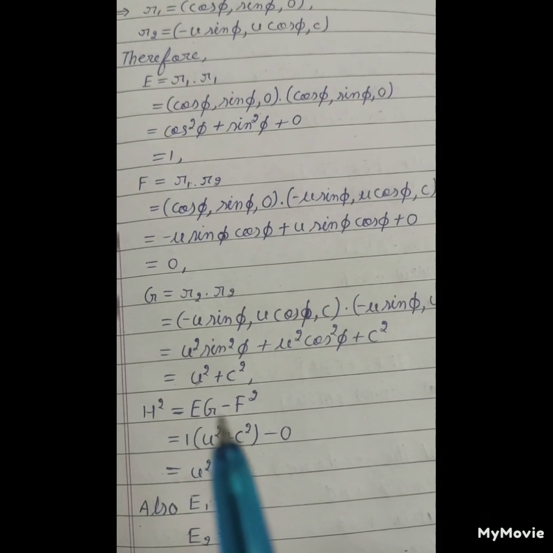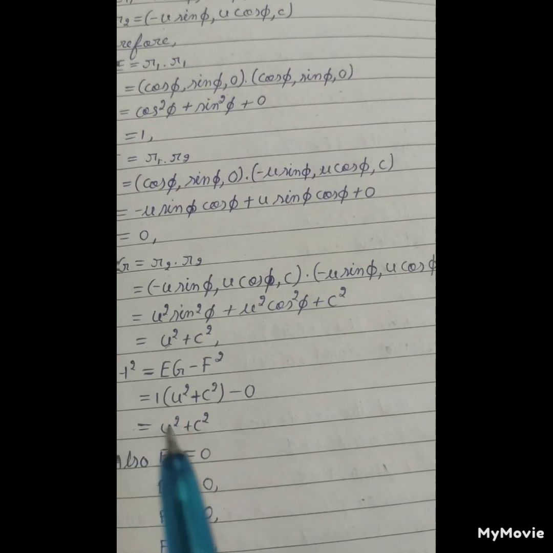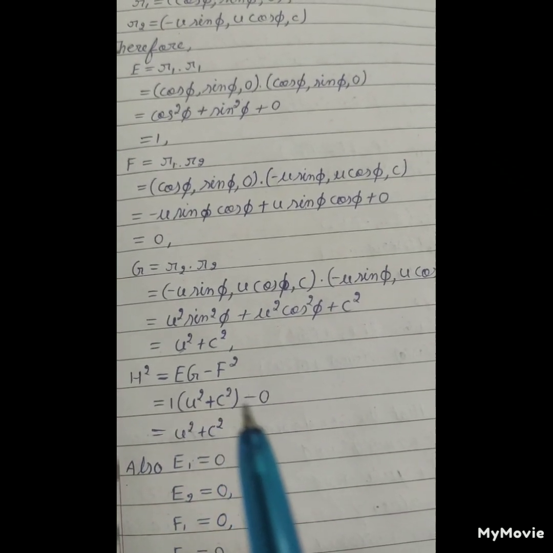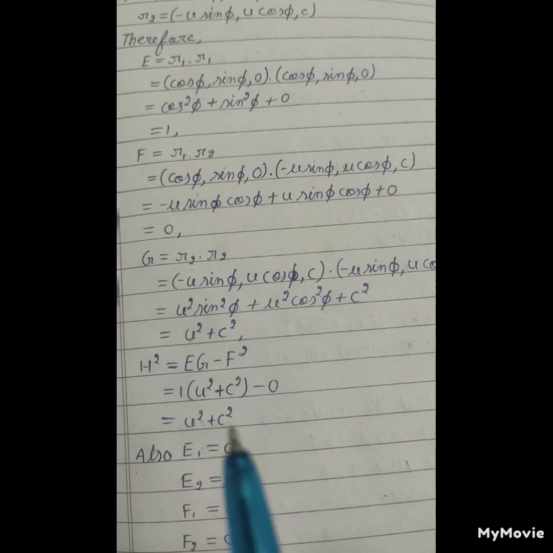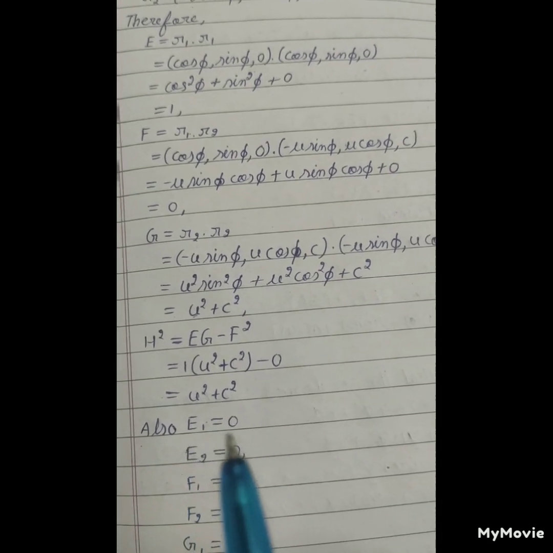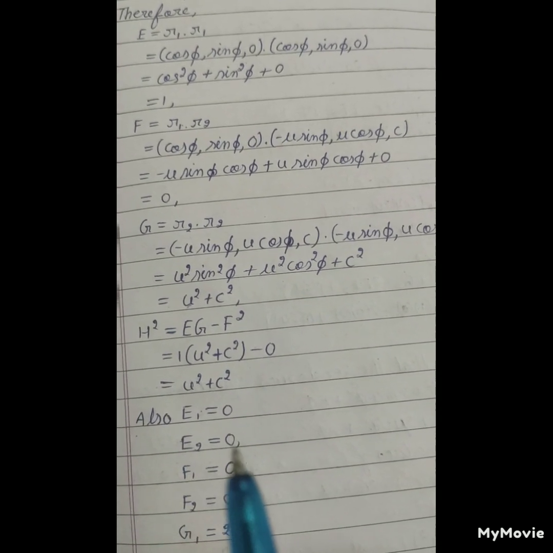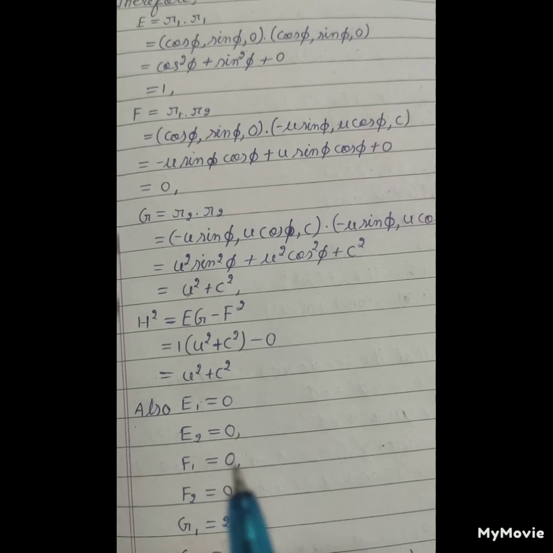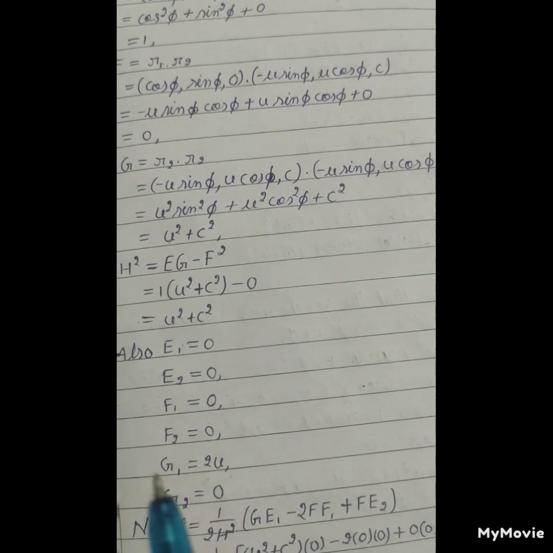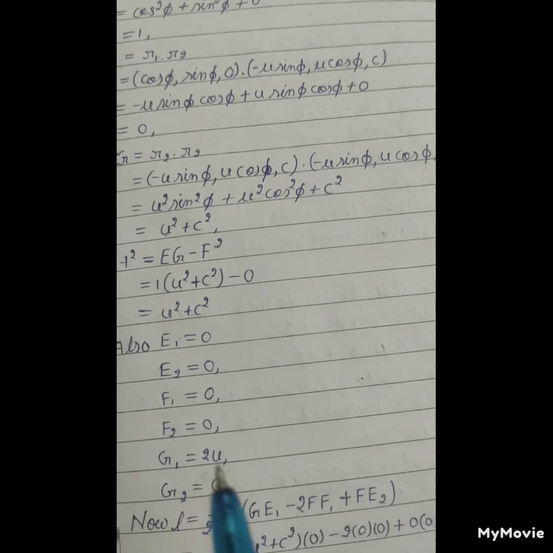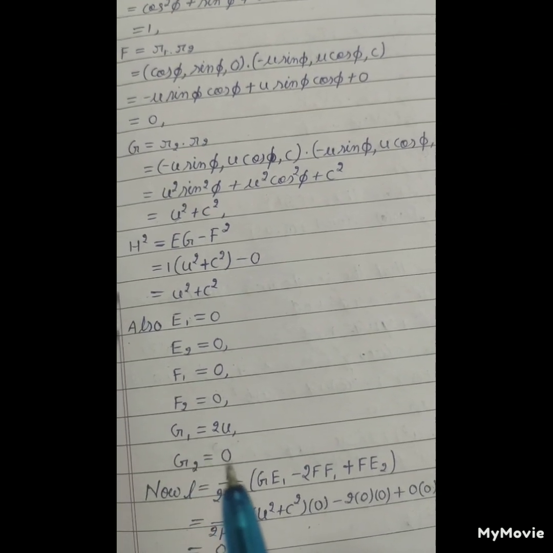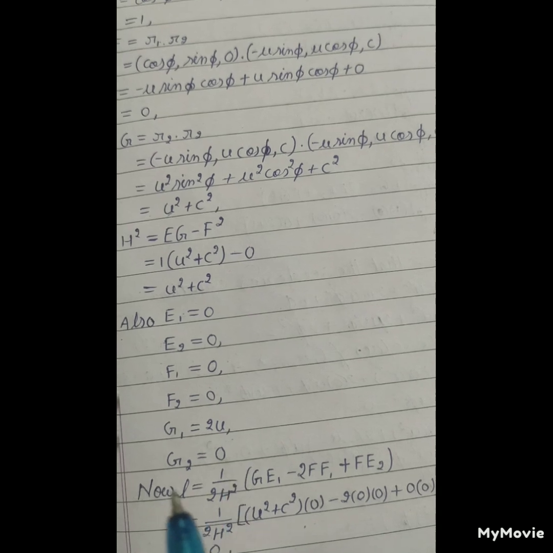H squared equals EG minus F² equals 1 into (u² plus c²) minus 0 equals u² plus c². Also E1 equals 0, E2 equals 0, F1 equals 0, F2 equals 0, G1 equals 2u and G2 equals 0.